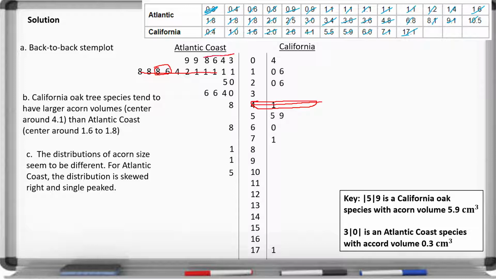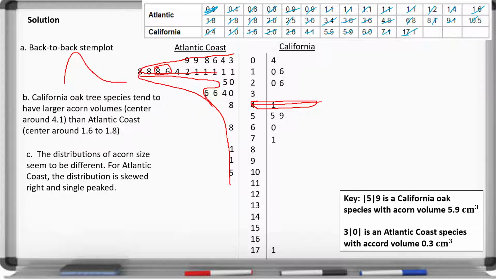So if we do this, it has that peak, and actually it kind of goes down a little bit like this. But overall, it does seem to have that one big peak, and then it's skewed to the right. I apologize. So yeah, it'd be skewed to the right.